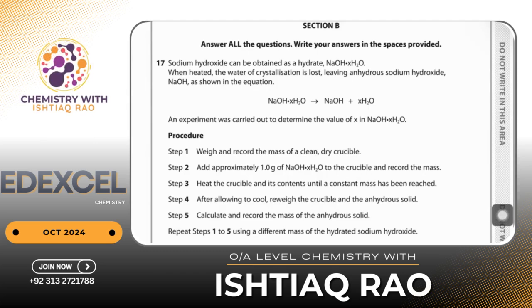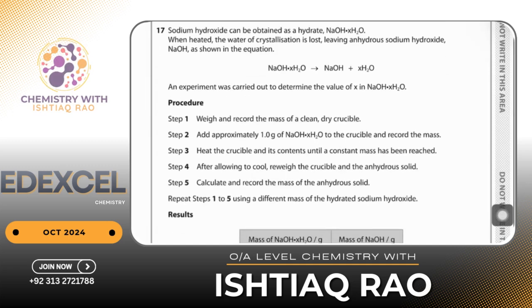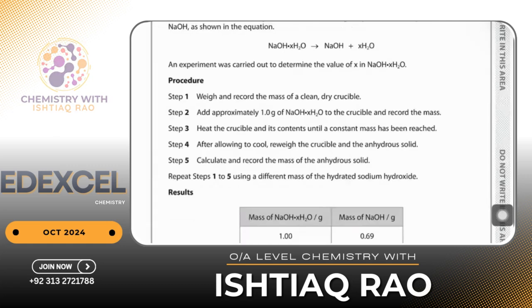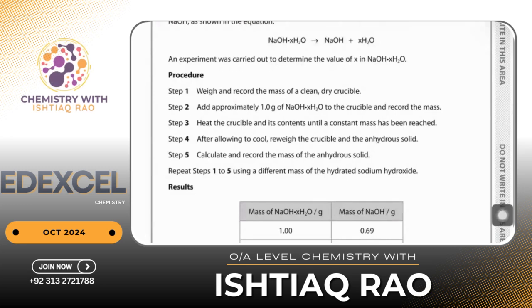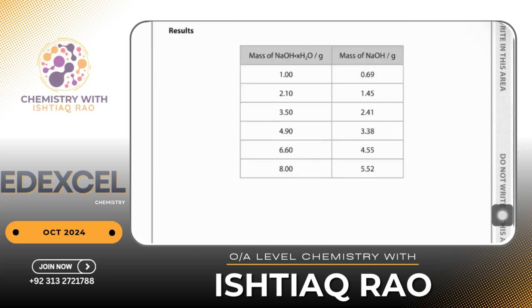Then section B says sodium hydroxide can be obtained as a hydrate. When heated, the water of crystallization is lost, leaving anhydrous sodium hydroxide as shown in the equation. An experiment was carried out to determine the value for X. Procedure: weigh and record the mass of a clean, dry crucible. Add approximately this many grams of NaOH to the crucible and record the mass. Heat the crucible and its contents until a constant mass has been reached. After allowing to cool, reweigh the crucible. They have provided you the data.